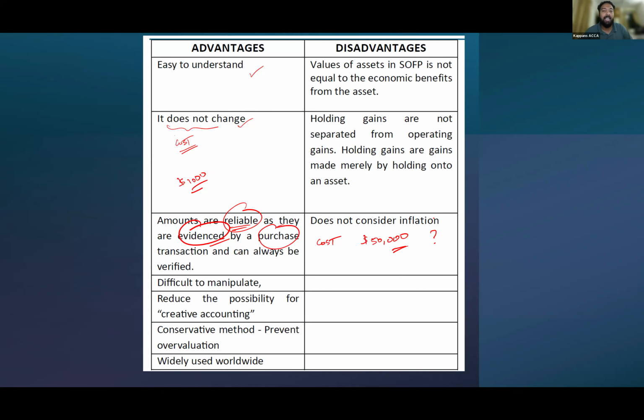But what is the disadvantage of this? Two disadvantages. One, value of asset in SOFP is not equal to the economic benefit that you get from the asset, and two, holding gains are not separated. What do you mean by it is not equal to economic benefit from the asset? What do you mean by holding gain?